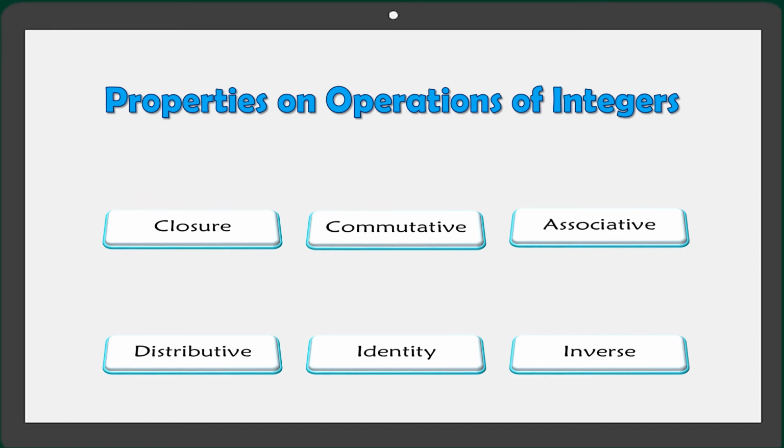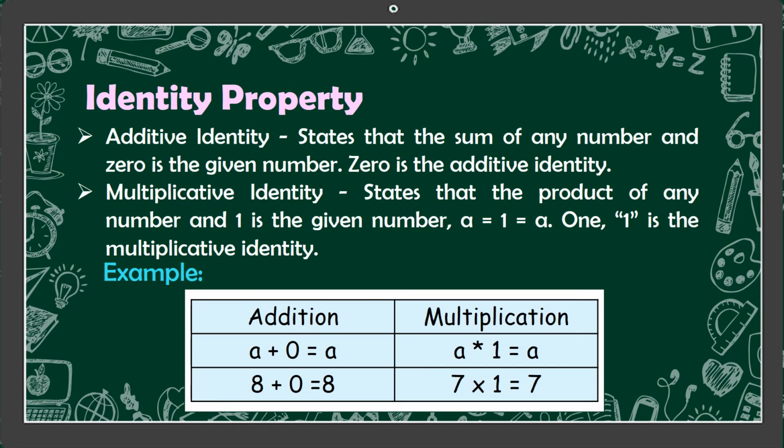Second to the last, we have the identity property. In identity property, we have the additive and multiplicative identity. In additive identity, it states that the sum of any number and 0 is the given number. So 0 is our additive identity. And in our multiplicative identity, it states that the product of any number and 1 is the given number. Here, 1 is our multiplicative identity.